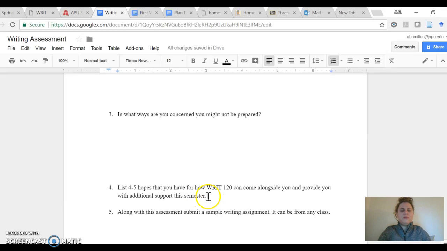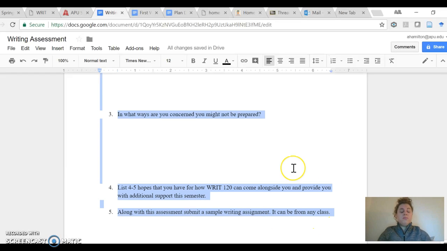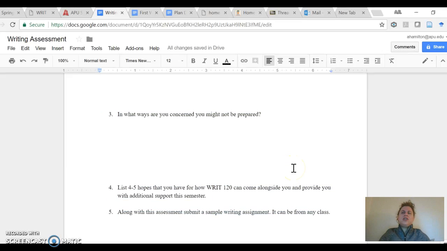And so if you can, be as detailed as you can with each of these. And then the last thing, along with this assessment, submit a sample writing assignment. It can be from any class. Actually, I'm just going to say anything that you feel like, yeah, I am proud of this. This is indicative of some of my best efforts in writing.